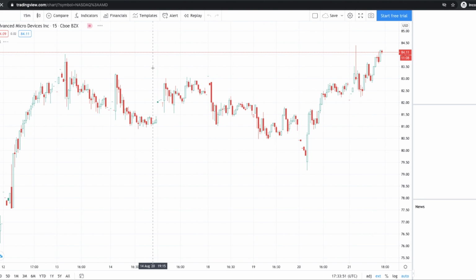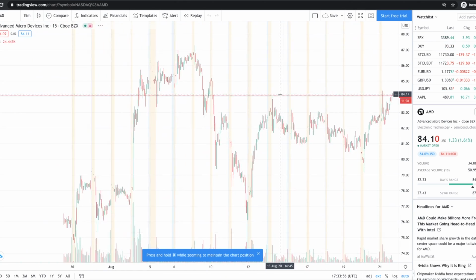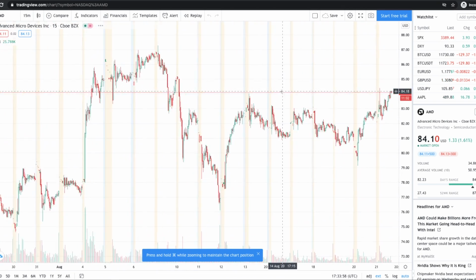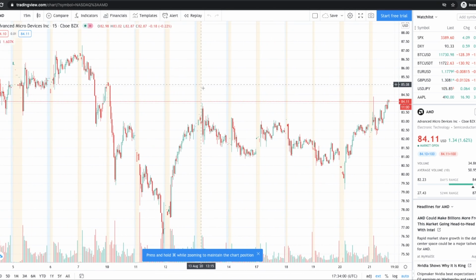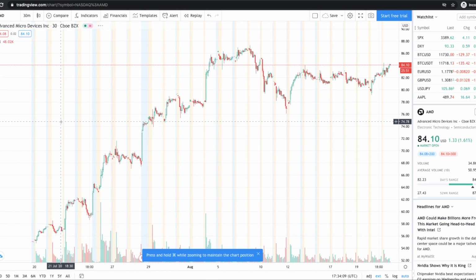and it'll load up a chart of AMD. Now I'm going to show you guys something very, very simple that I used to use for AMD. It currently is on a 15-minute chart. I know this might look a little confusing. All you have to do is click on the time frame right here. You can change this to 15 minutes, 30 minutes. So I can just change this to 30 minutes right here.